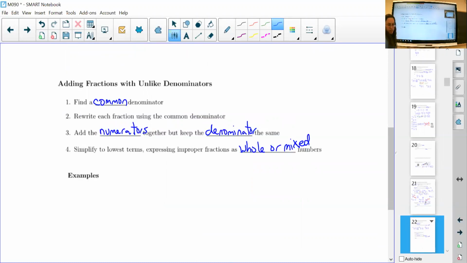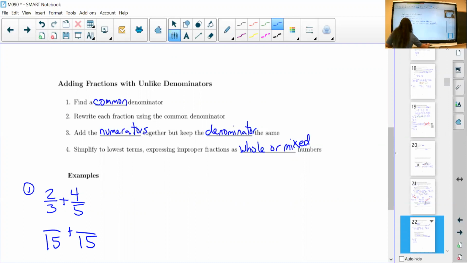Okay, let's get some examples of these. Start with 2/3 and 4/5. 2/3 plus 4/5. Different denominators. 3 and 5 are relatively prime. In fact, they're completely prime. So their product is going to be the least common multiple. 3 times 5. Turn this into 15ths, turn this into 15ths.